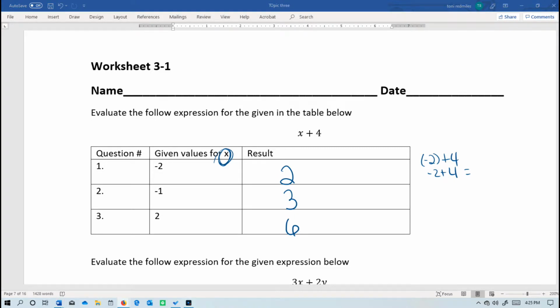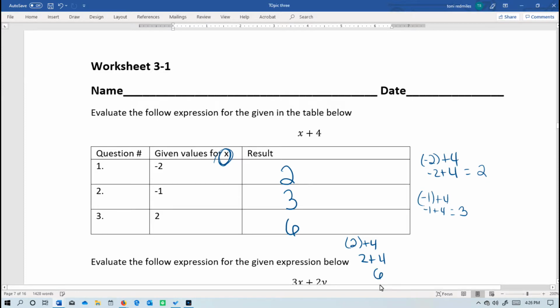But -2 plus 4: I owe $2, but I have $4, so I have $2, right? Because it's like I take away 2 from the 4. All right, so let's put -1 in for x. I evaluate that; this does not mean multiplication, so I don't need the parentheses. I owe $1, but I have $4 in my pocket. I have $3 in my pocket, right? And then this one, I put 2 in for the x. I don't need parentheses. It doesn't mean multiplication. So it's just 2 plus 4, which is 6.